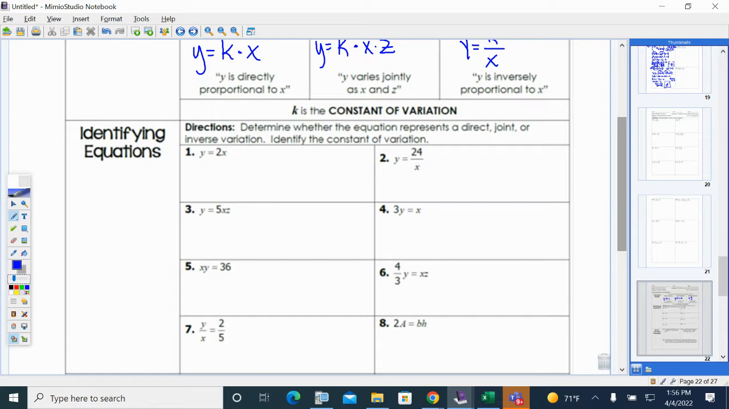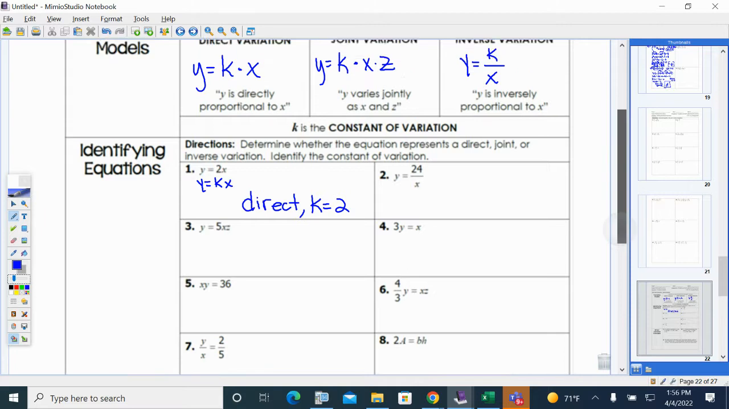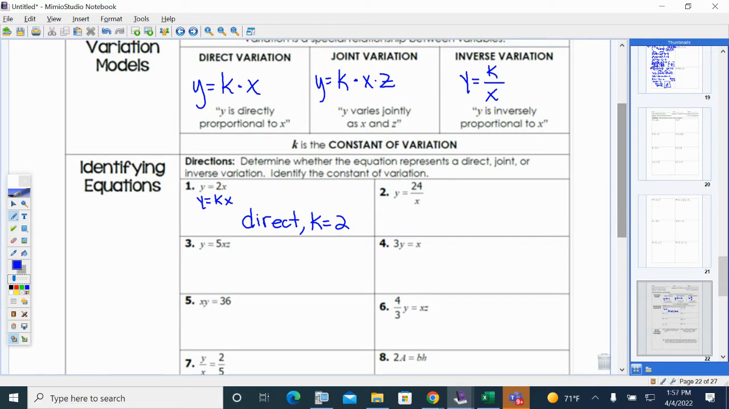So on number 1, we've got y equals 2x. So that is a perfect y equals kx. So this one is an example of direct variation, and k is equal to 2. So let's look at number 2. Y is equal to 24 over x. So that is a perfect example of inverse. It's set up as your y equals k over x. So this is an inverse variation. And in this instance, k is equal to the 24.